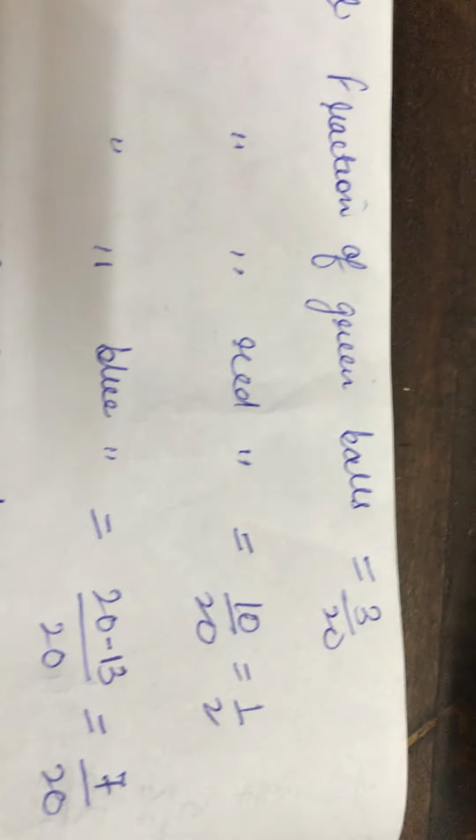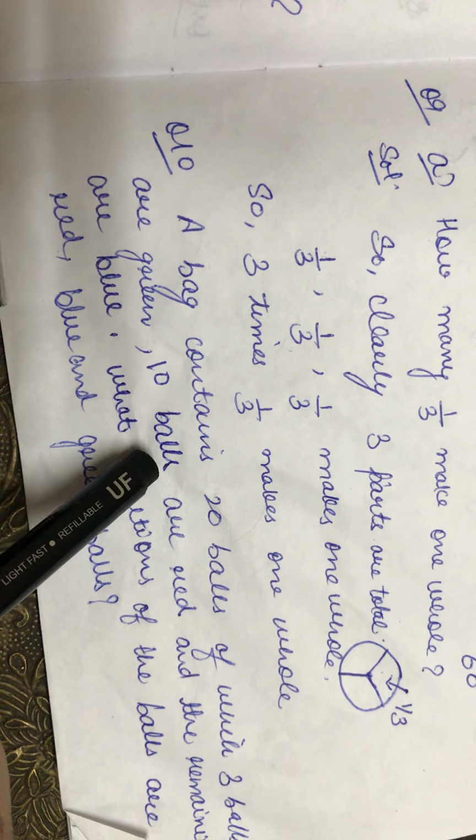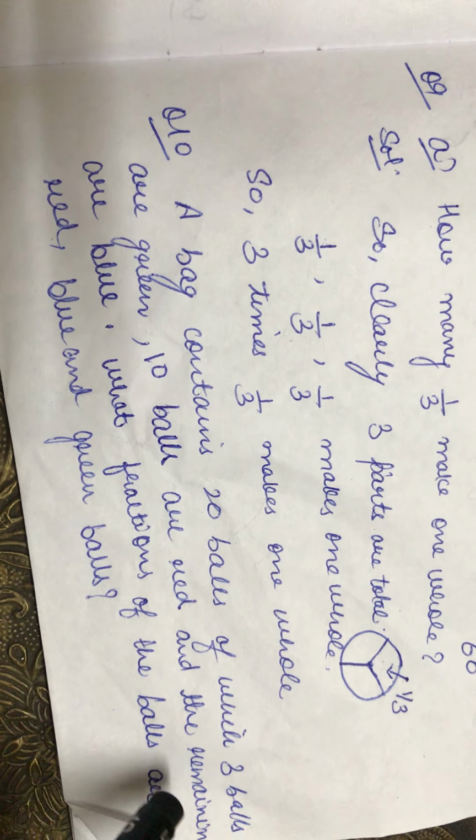Now the fraction of red balls. How many red balls are there? There are 10 balls which are red and the total is 20. So the fraction of red balls is 10 over 20.